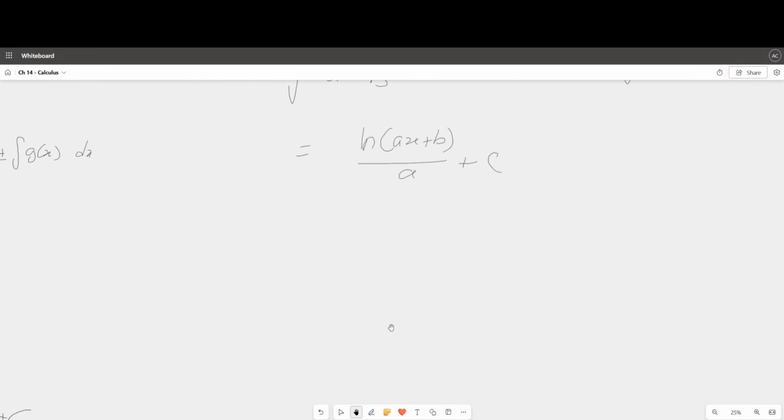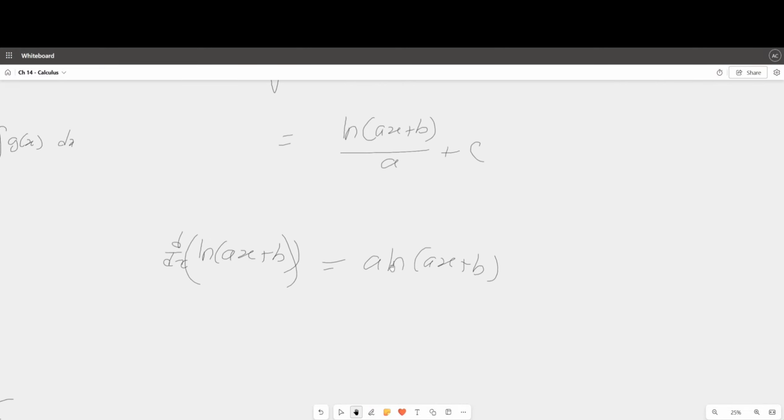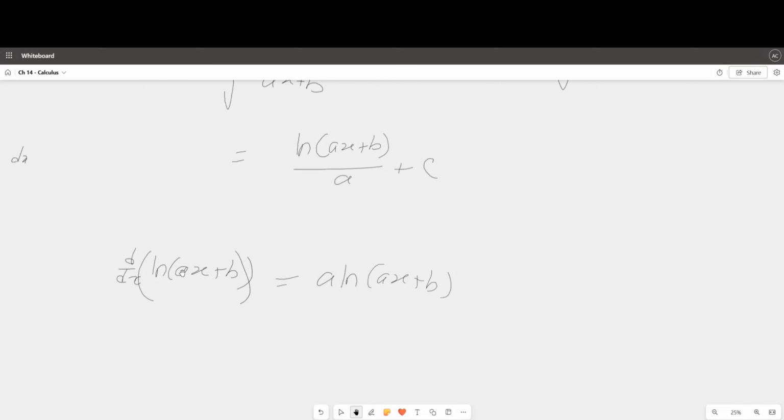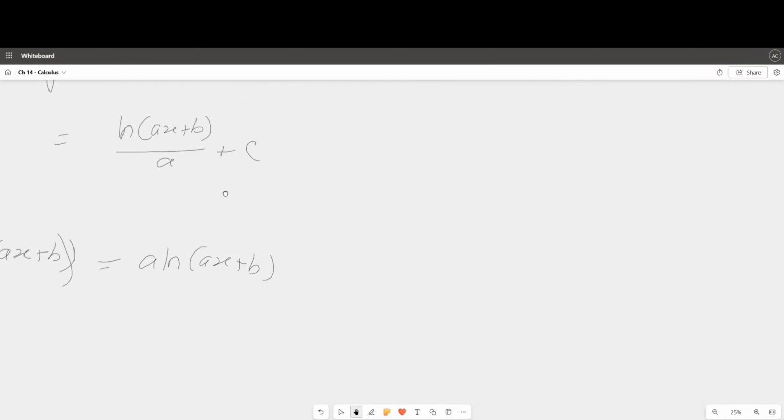Okay, because if we actually say ln of ax plus b and we differentiate this, this will actually give us a multiplied by 1 over ax plus b. So we multiply by a here, we divide by a here, and it'll cancel to give us the original function. And how do we get this? Well, you use the chain rule. In integration, there is no chain rule, so we actually just have to remember the formula like this.